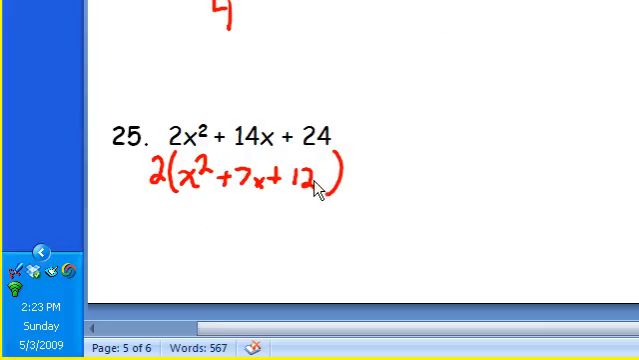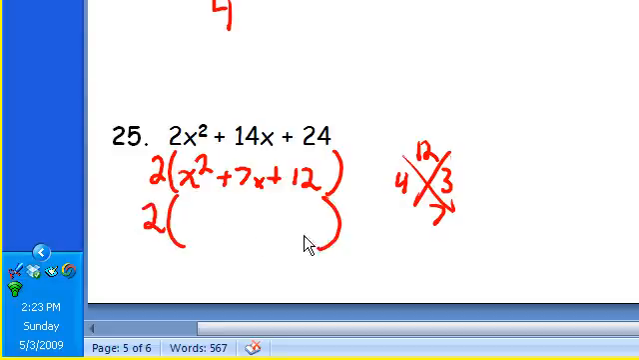So what two numbers multiply to 12 but add to 7? Okay, so it looks like 4 and 3 are the two factors that multiply to 12 but add to 7. So we can go 2 times the quantity x plus 4, and then x plus 3. And there you go. That's factored completely.